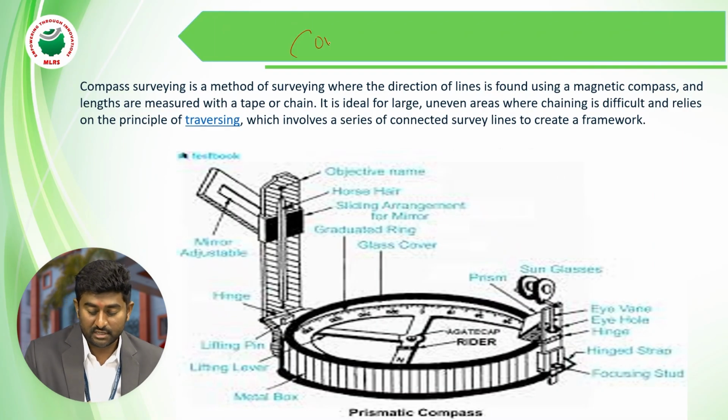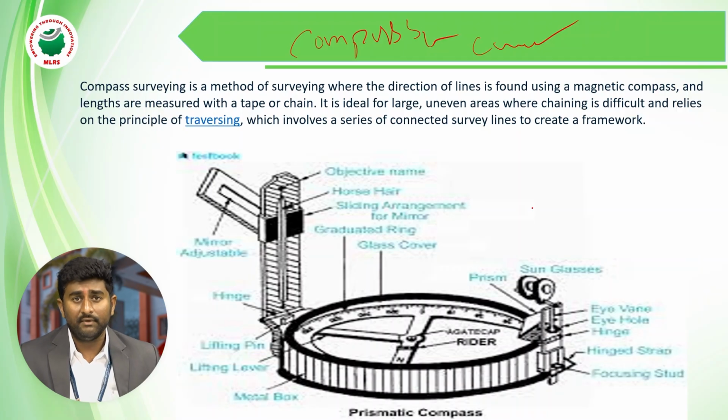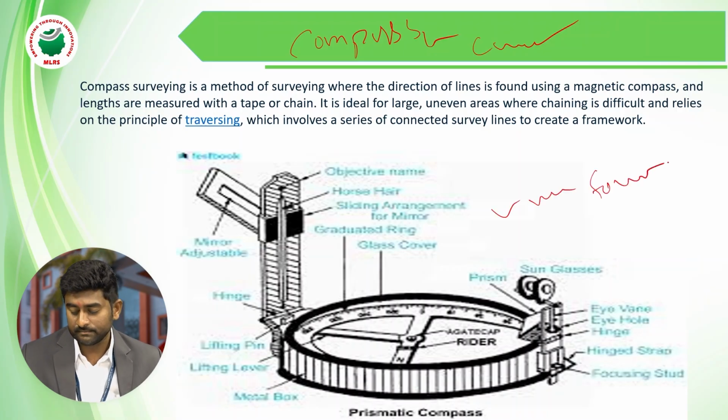Next, coming to compass surveying. Compass surveying is used to determine the horizontal distances and directions on the land. That type of survey is known as compass surveying. Compass surveying is preferred for large areas where the land is difficult to survey, for example villages, forest areas, and hilly areas. In those locations we prefer compass surveying.